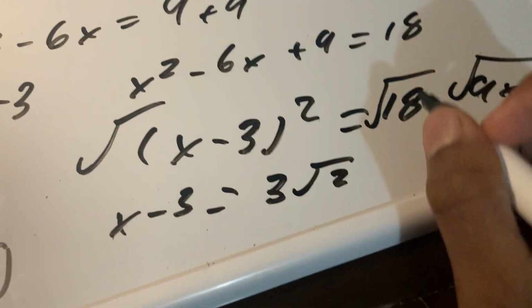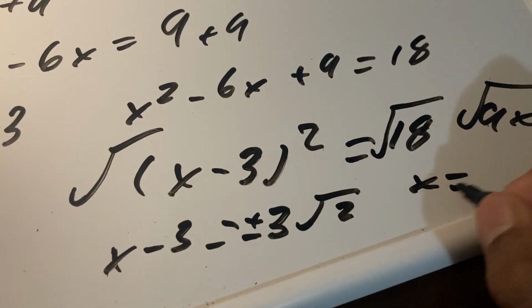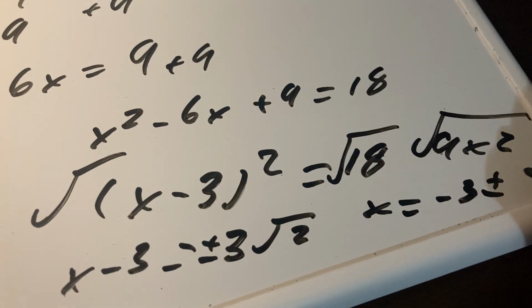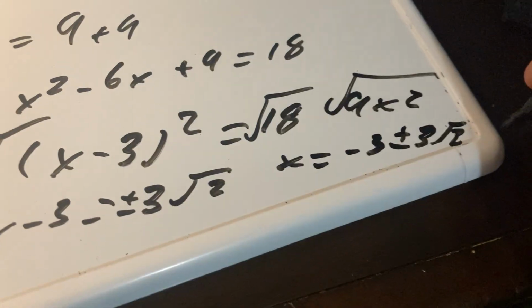That's how you simplify square roots, guys. Watch the last video. So, essentially, x equals negative 3 plus or minus 3 times square root of 2. My bad, that's a horrible 2.